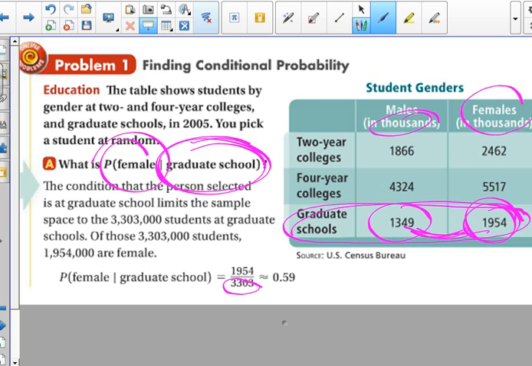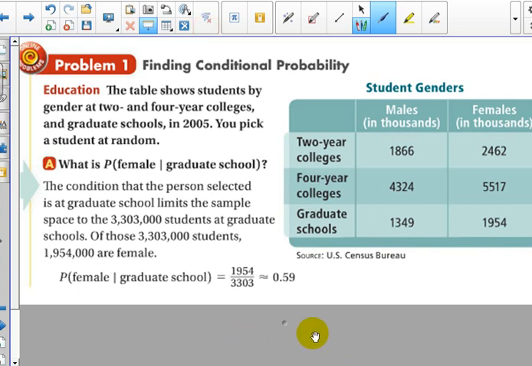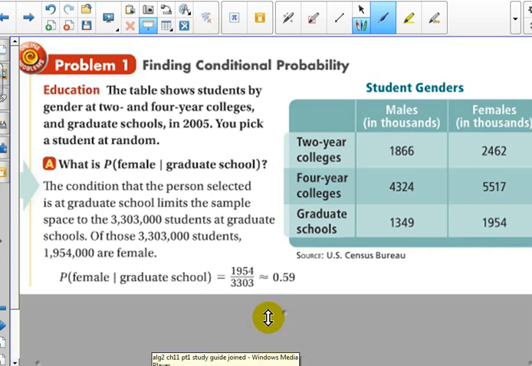Well, here's our female column. So it's this right there, 1954. So it's 1954 over 3303, so that comes out to about 0.59. And in most of these answers, they usually take it to 2 decimal places, rounding where necessary. And that's also 59%. So you've got a 59% chance of getting a female from graduate school. Any questions on that one? All right, let's move to the next one.